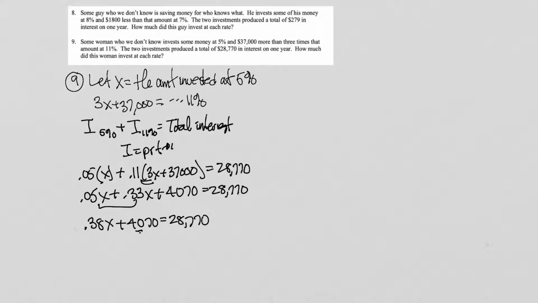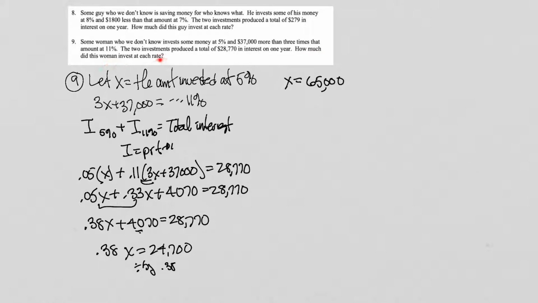Let's subtract this, so we'll get 0.38x equals now 28,770 minus, right? I'm taking this minus this. When I do that, I get 24,700. And now I'm going to divide by that 0.38. So if I divide that by 0.38, I'm left with this. I'll do it up here. X equals 65,000.